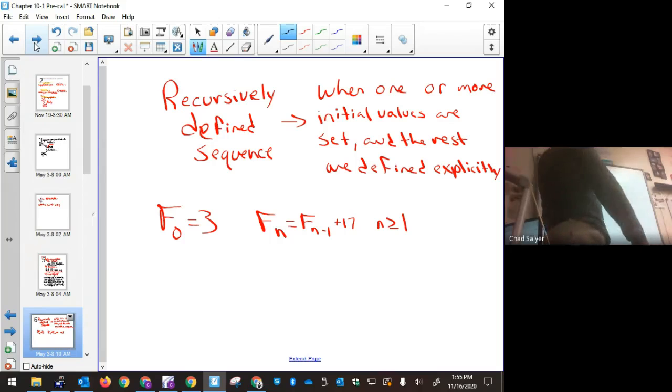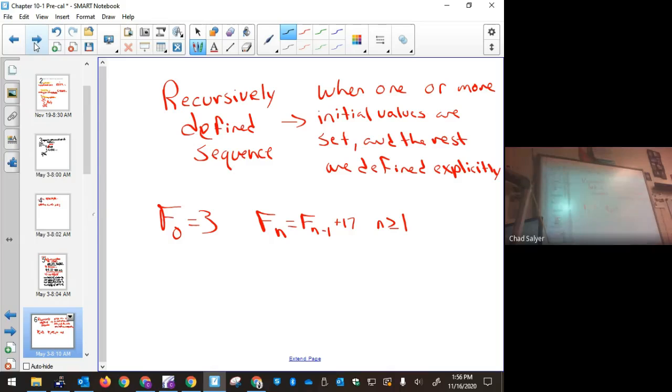Okay, so there's one more way to define a sequence. It's called a recursive definition. This is when one or more initial values are set, and then the rest are defined explicitly. So it's kind of like a mix of implicit and explicit. You've got a few defined in the beginning, and then a formula for the rest. So here I say the first term or the 0th term is 3, and every subsequent term is the previous term plus 17.